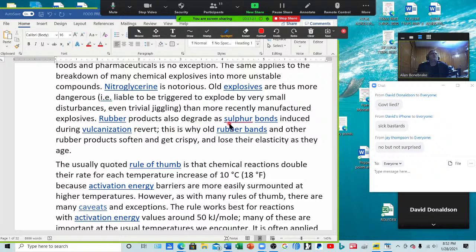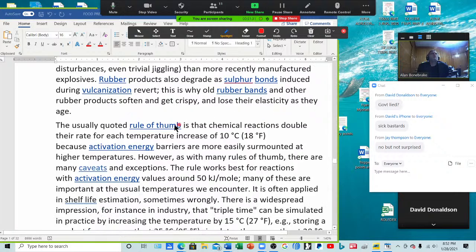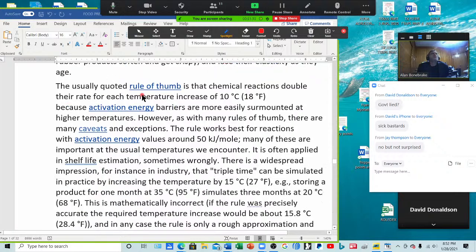Rubber products also degrade as sulfur bonds induced during vulcanization reverse. This is why old rubber bands and other rubber products soften and get crispy, and lose their elasticity as they age. So look at the manufacture date on your tires before you buy them.